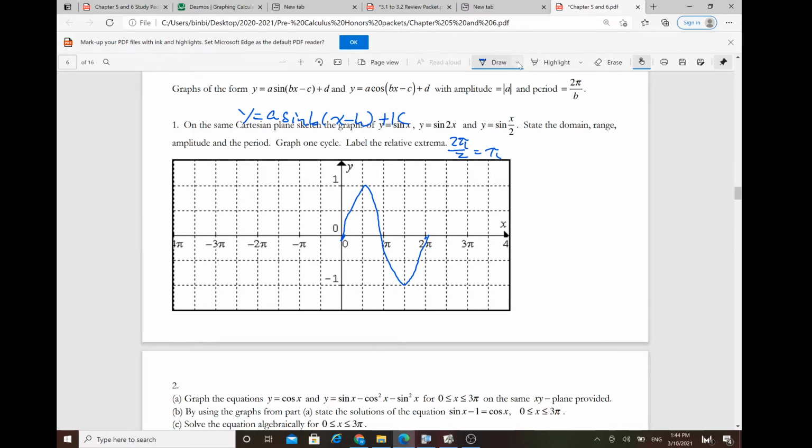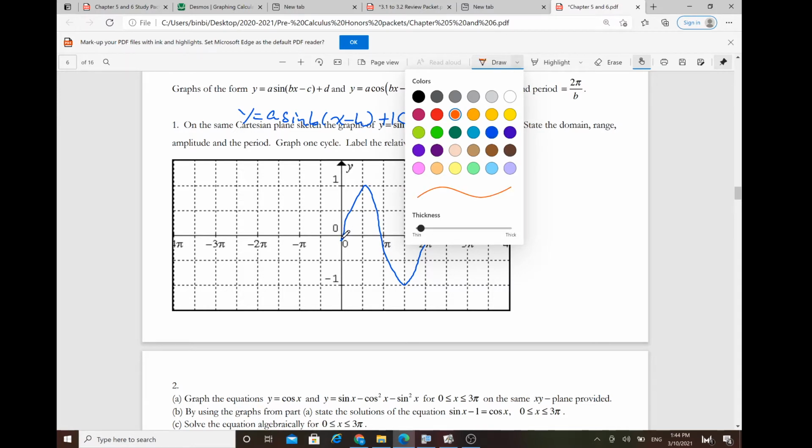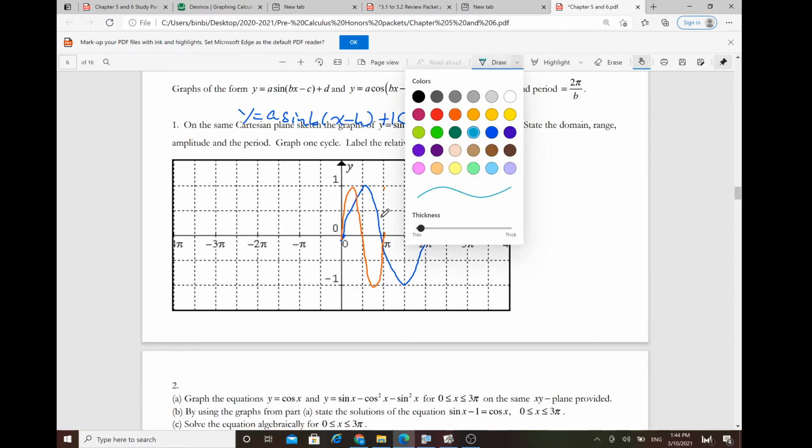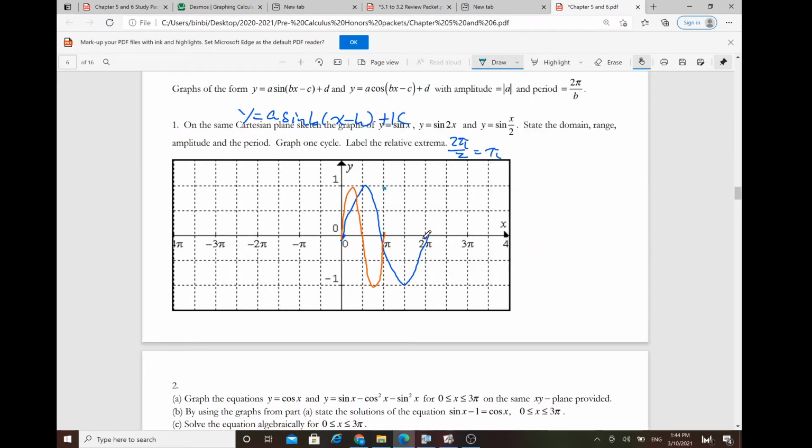Let's use a different color. And then the other one, the value of b is 1/2, so 2 pi over 1/2 is 4 pi. So we just make it wider. That's the other one, sine of x over 2. Like this.